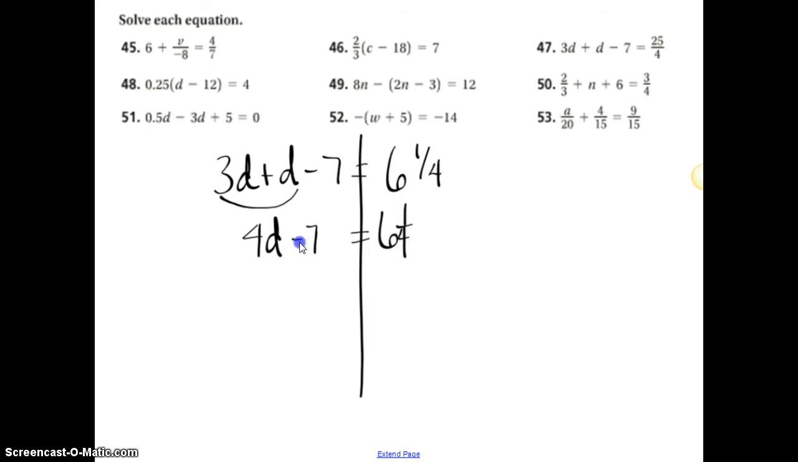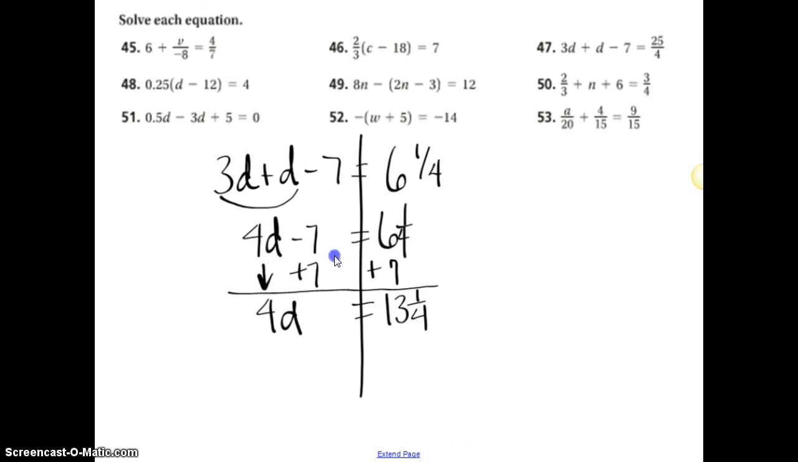So now I look over here. How do I undo this? How do I undo minus 7? I add 7. I add 7. And I go down and I've got 4D, so I rewrite the 4D. Over here, you had 6 1/4 and you add $7. Now you have 13 1/4.